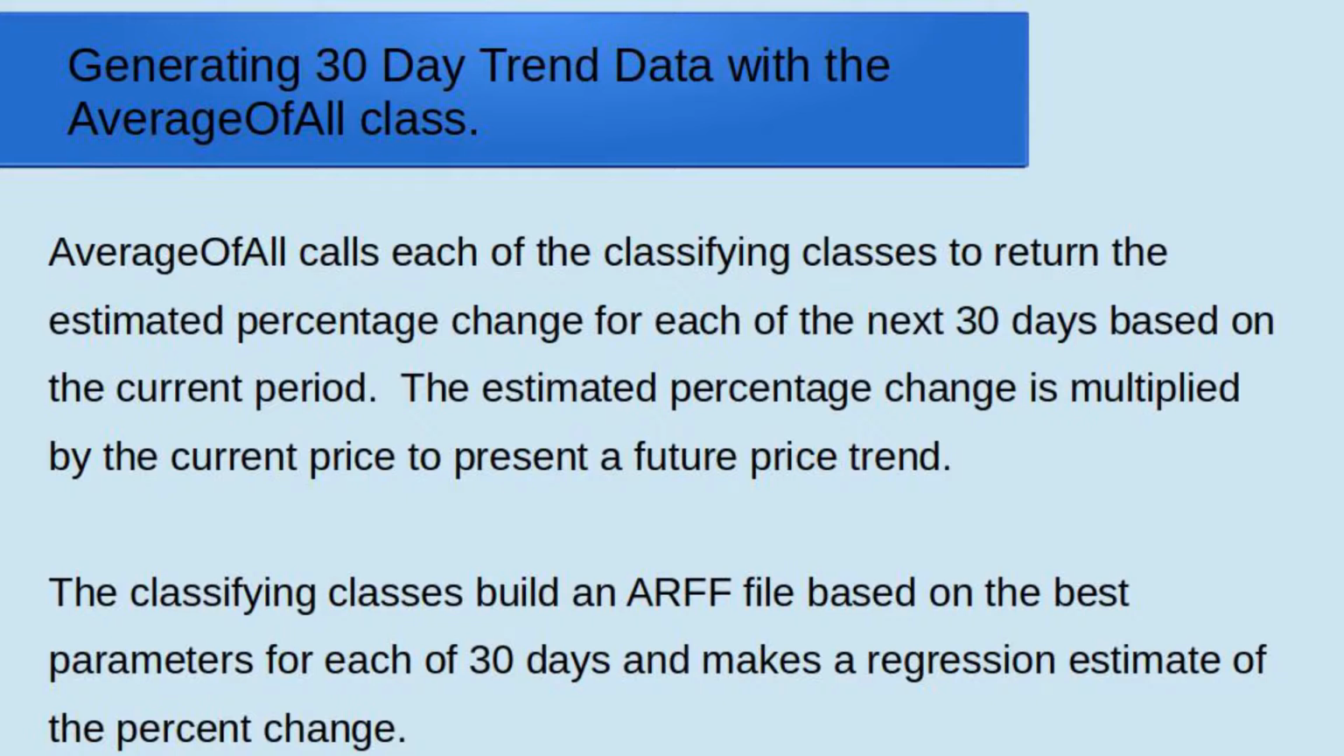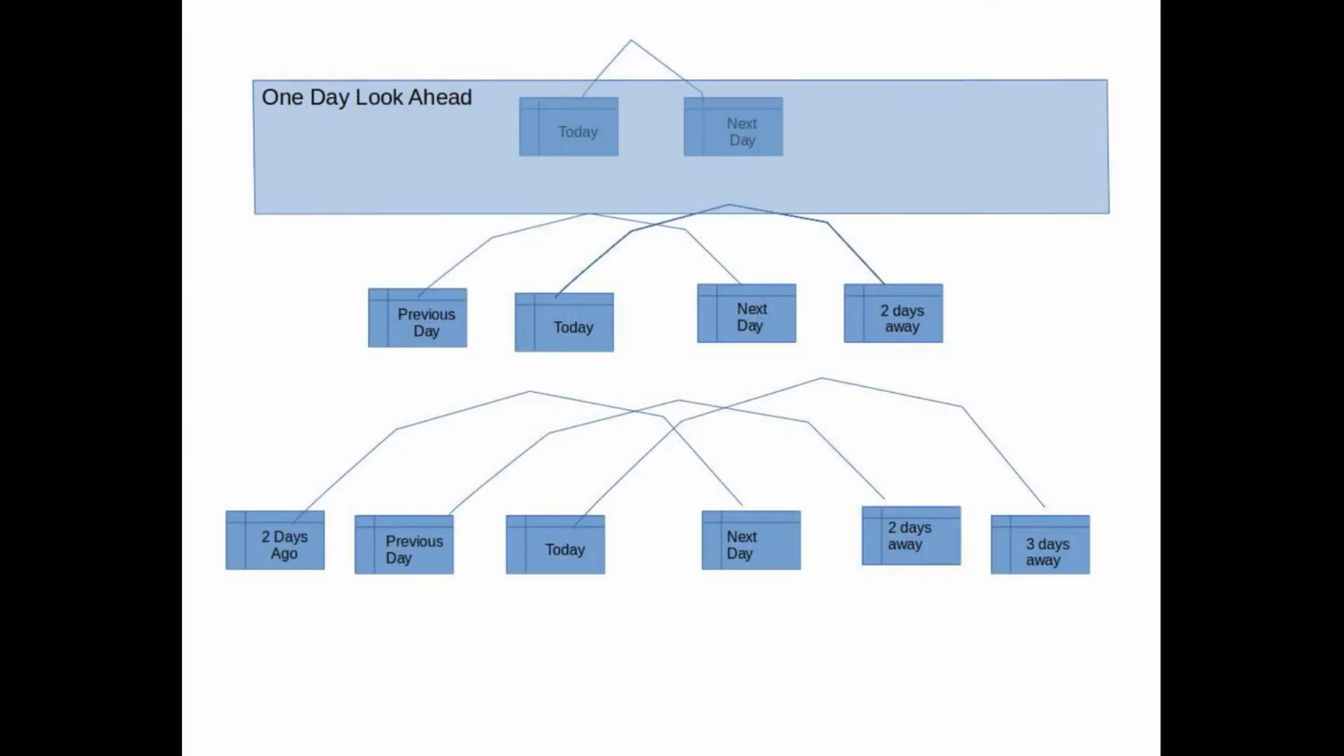The classes that build the ARFF file are based on the best parameters, again from the original phase, for each of the 30 days, and it makes, again, a regression estimate of the percentage change. So it doesn't pass a buy or sell to the class attribute, but it passes the percentage change value for that particular day. Again, we're going to have more than just a one period prediction. For instance, with a one-day look ahead, using today's data, we'll be able to produce an estimate for the next day, for tomorrow.